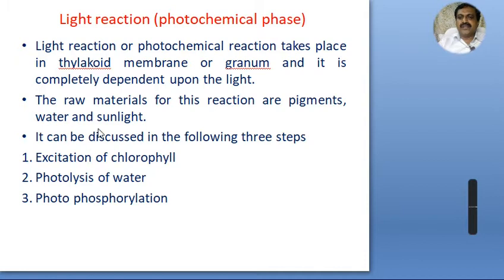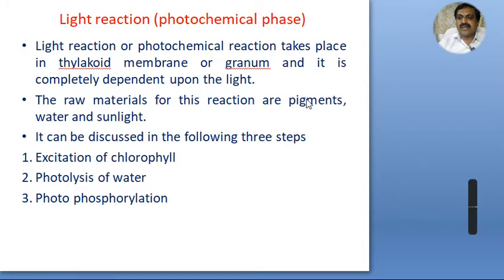The raw materials required to bring about light reaction are pigments, that is photosystem 1 and photosystem 2, water and sunlight. We have two raw materials for photosynthesis to happen: one is carbon dioxide, the other one is water. So in the first phase of the mechanism, that is in the light reaction, only the water makes its entry into the mechanism, and sunlight is of course required because it is a light dependent reaction.